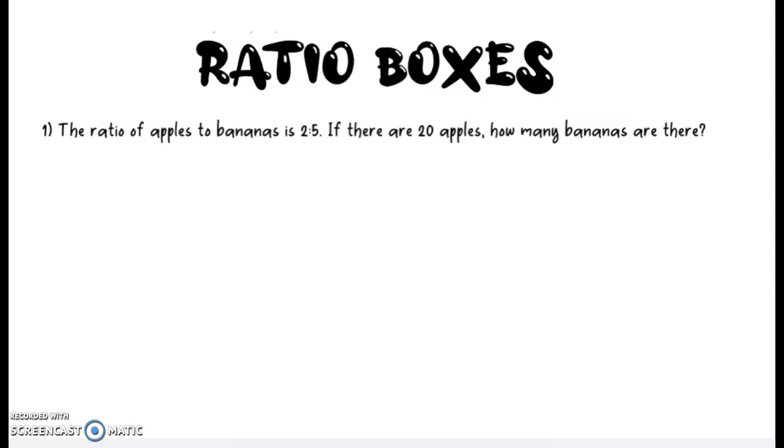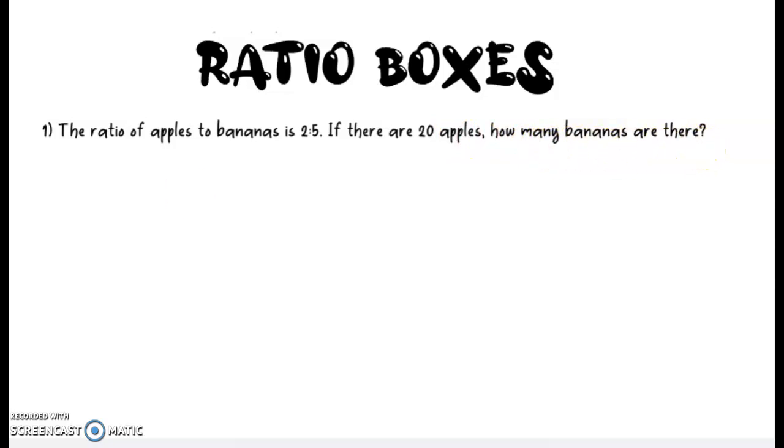First of all, what is a ratio? A ratio is the relationship between two proportions. For example, 2 to 5 or 4 to 5 or maybe 6 to 11. These are all proportions. Over here, I have a simple problem. The ratio of apples to bananas is 2 to 5. If there are 20 apples, how many bananas are there?